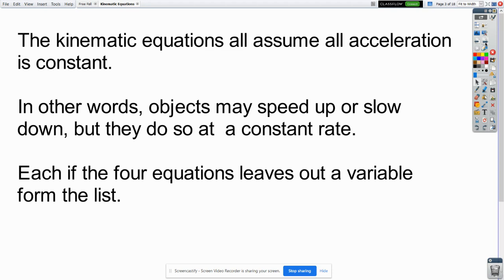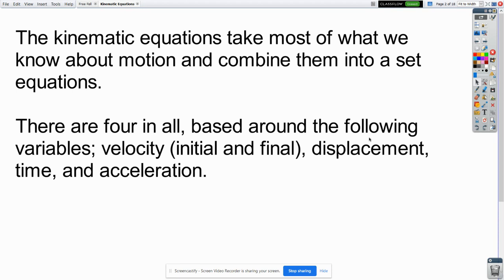Each of the four kinematic equations will leave out one of the variables from the list. So again, if we go back to the list, there are five variables there: initial velocity, final velocity, displacement, time, and acceleration. Every kinematic equation has initial velocity in it. There'll be one that doesn't have final velocity, one that doesn't have displacement, one that doesn't have time, and one that doesn't have acceleration.